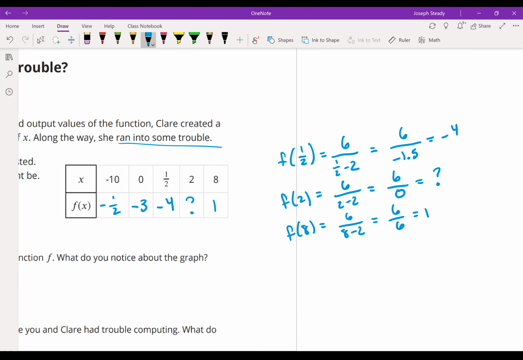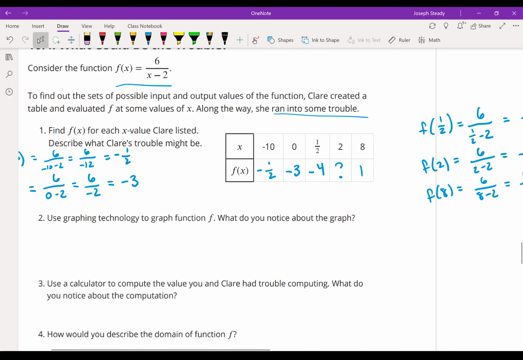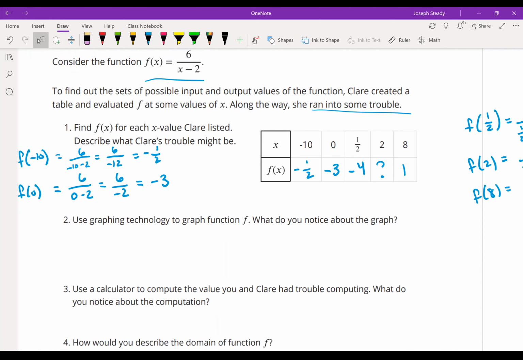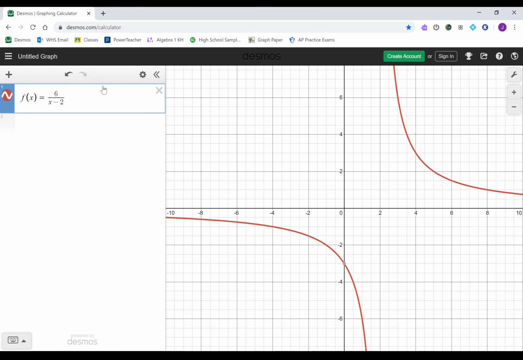So we've got a bunch of our answers here, except we couldn't figure out that output value when our input was 2. That didn't seem to work. So let's go ahead and look at the graph here and see what happens. Maybe that'll help us. So I'm going to come over to Desmos, and I'm going to put in f of x equals 6 over x minus 2. I'm going to input that function there.